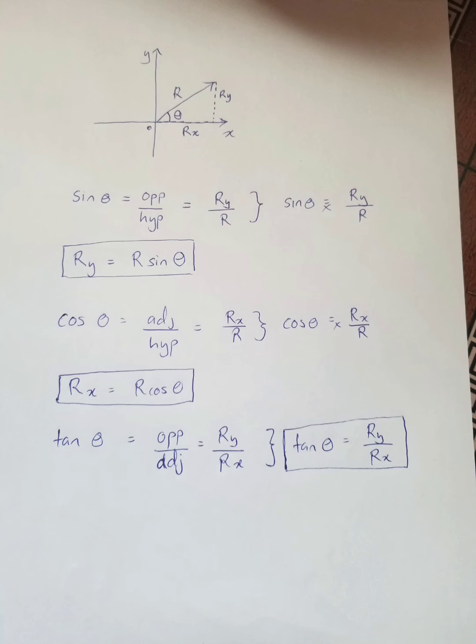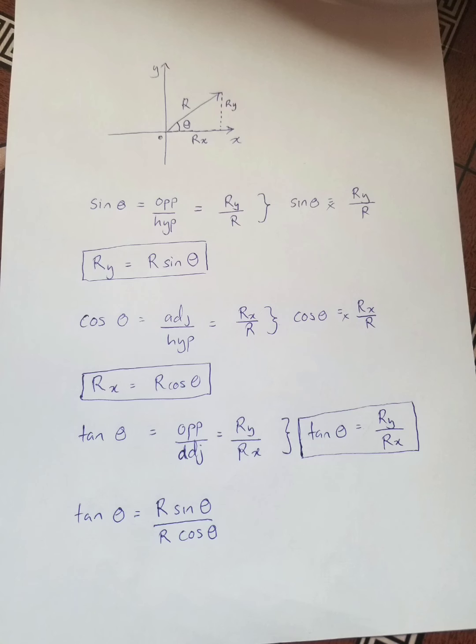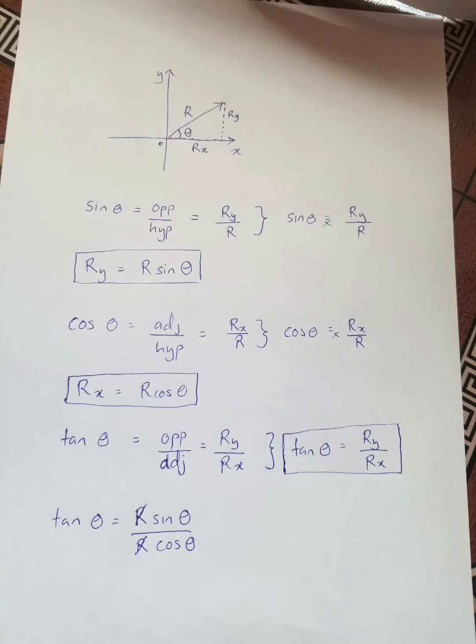If we take the same equation and substitute ry from the first equation that we had, ry is equal to r sine theta, and we do the same for rx, we'll have that tan theta is equal to r sine theta over r cos theta. And we can see that the two r's cancel out and we remain with the equation tan theta is equal to sine theta over cos theta.